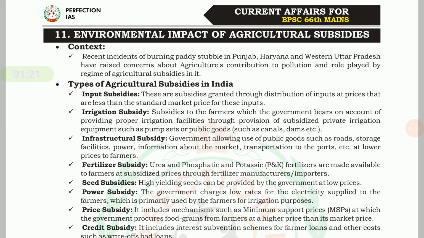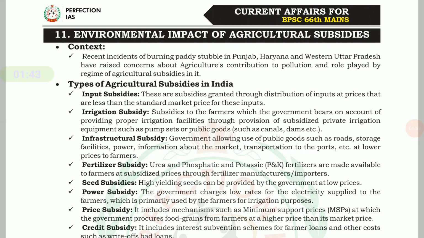So, recent incidents of the burning of paddy stubble in Punjab, Haryana, and Western UP have raised concerns about agriculture's contribution to pollution, and we see every year in the months of October and November that stubble burning depletes the air quality in Delhi, and a lot of hue and cry has been raised every year. So what are the types of agricultural subsidies in India?